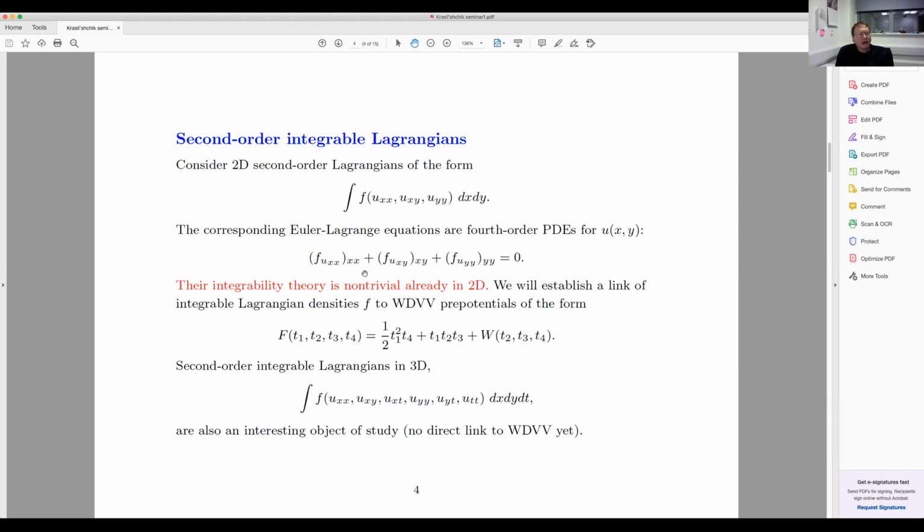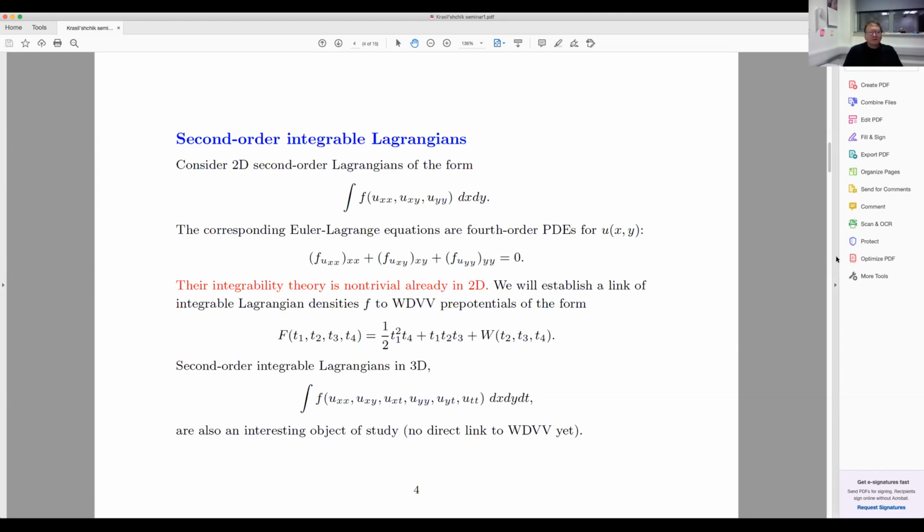This is the Euler-Lagrange equation corresponding to this Lagrangian, and you see it's a 4th order quasi-linear PDE. And remarkably, its integrability, I will explain in what sense, is already non-trivial in 2 dimensions. And imposing integrability conditions, we get a system of constraints for this Lagrangian density.